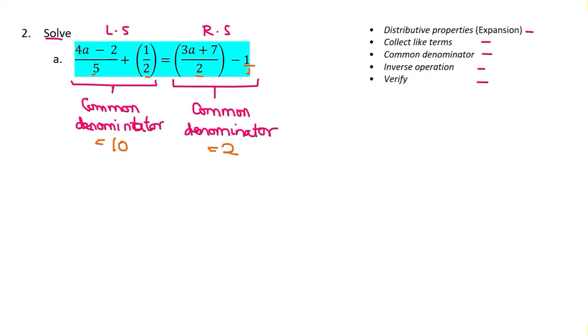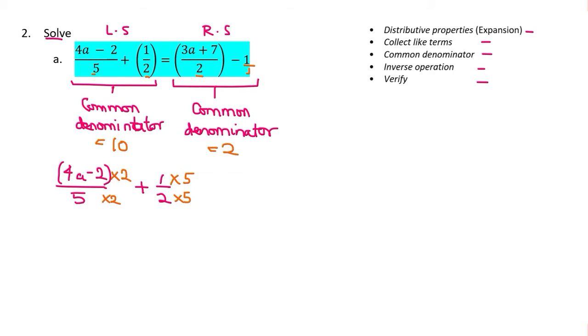So on the left side we have (4a minus 2), we'll put a bracket there, over 5, and we're going to multiply our denominator by 2 to get 10, as well as the numerator, multiplying that by 2, and this is going to be plus 1 over 2, where this 2, which is the denominator, you're going to multiply by 5 to get 10, as well as the numerator, multiply that by 5.